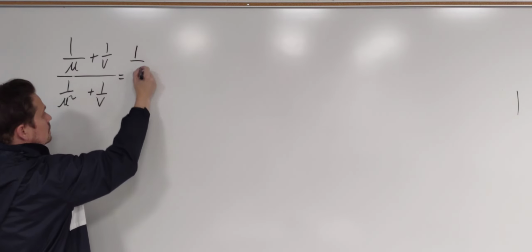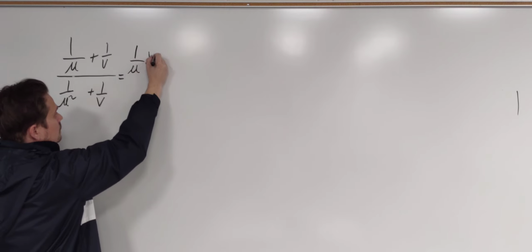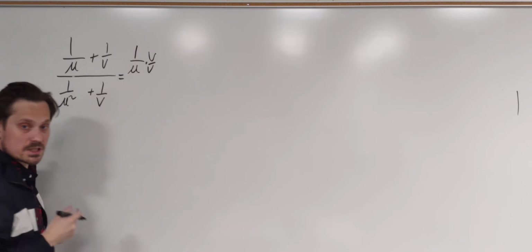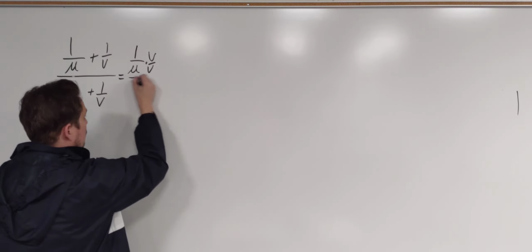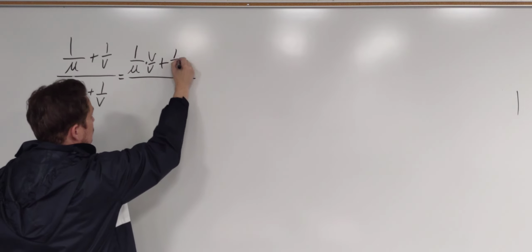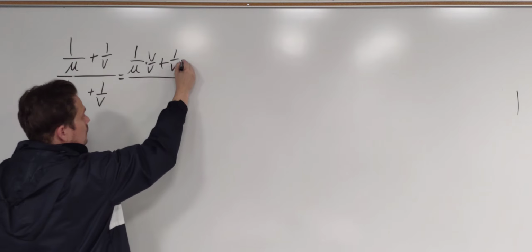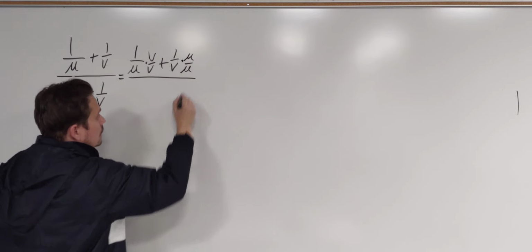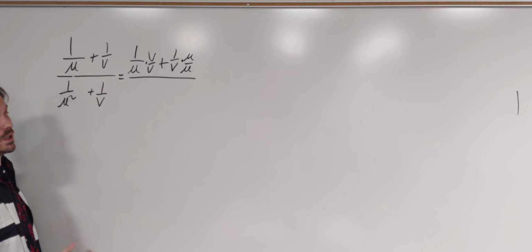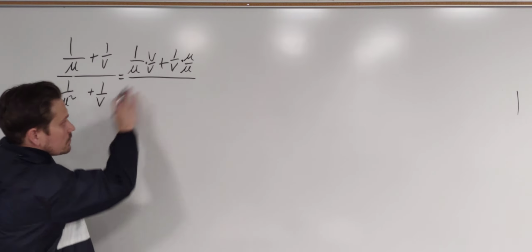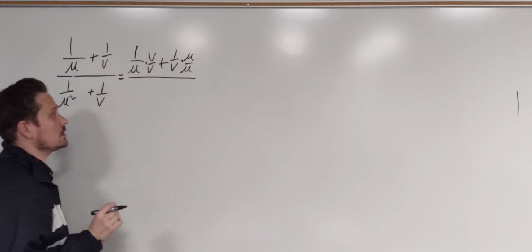So first stage is you're going to write it as 1 over u times v over v, because v over v is a form of the number 1. That's allowed. Plus 1 over v. And then what's missing here is the u, so you're going to multiply by u over u. Again, because that's a form of the number 1. That is why that is allowed. It doesn't matter where you do it in a fraction, it's just 1.